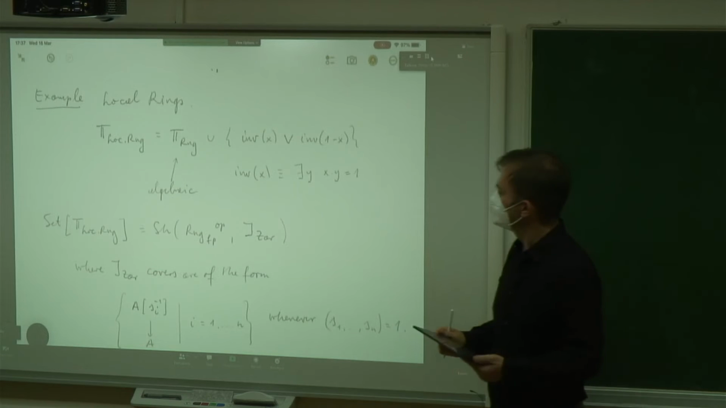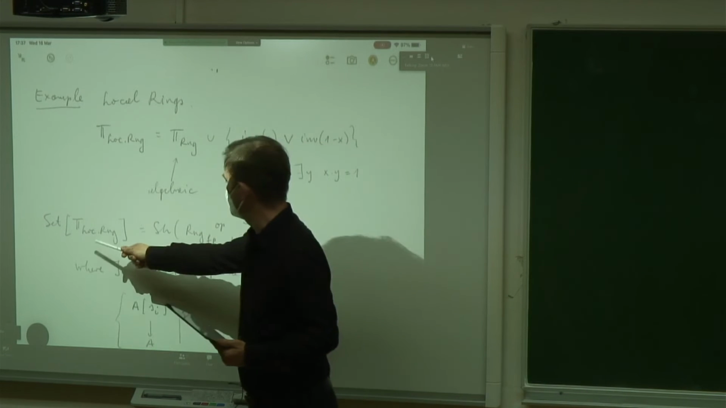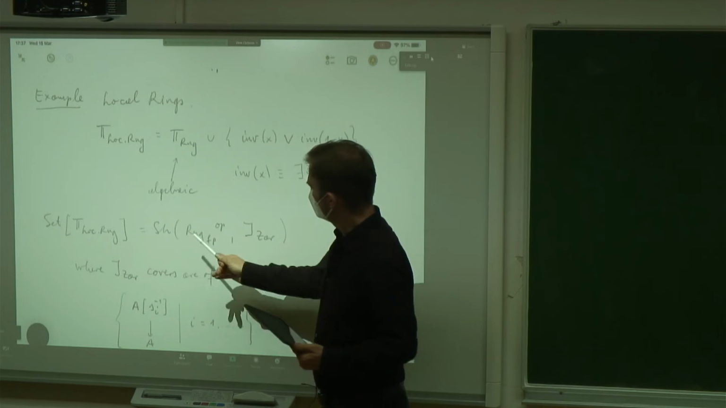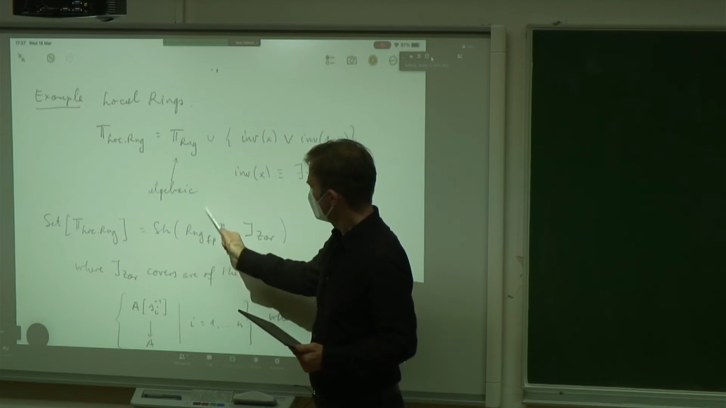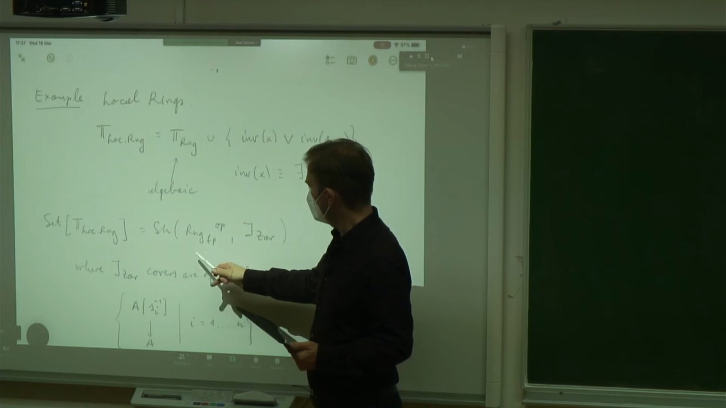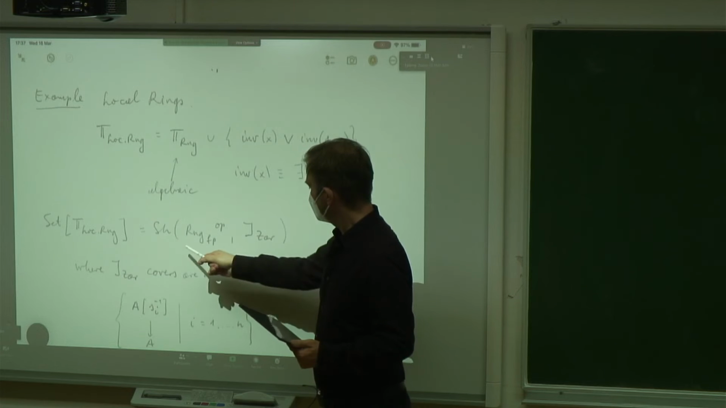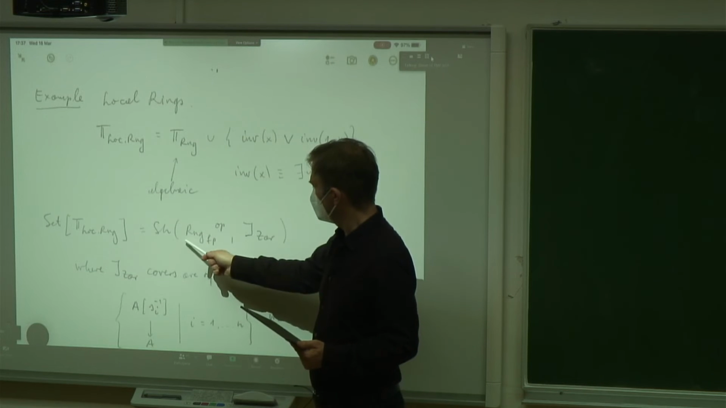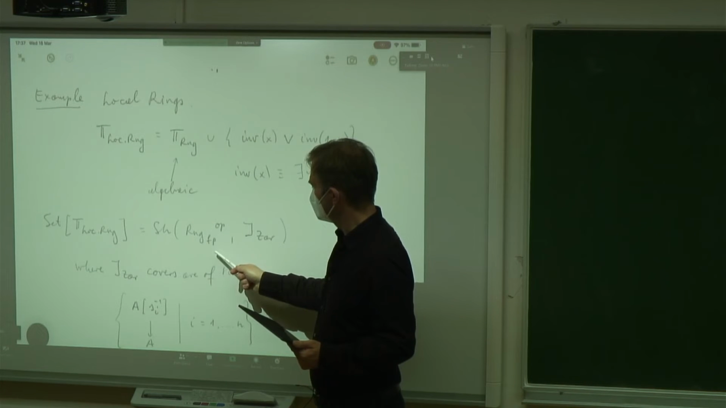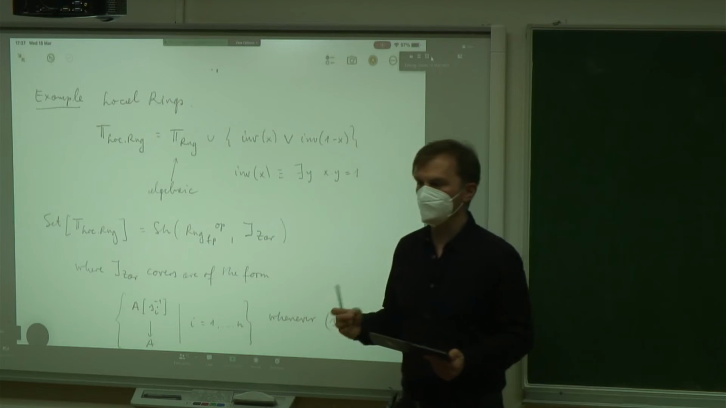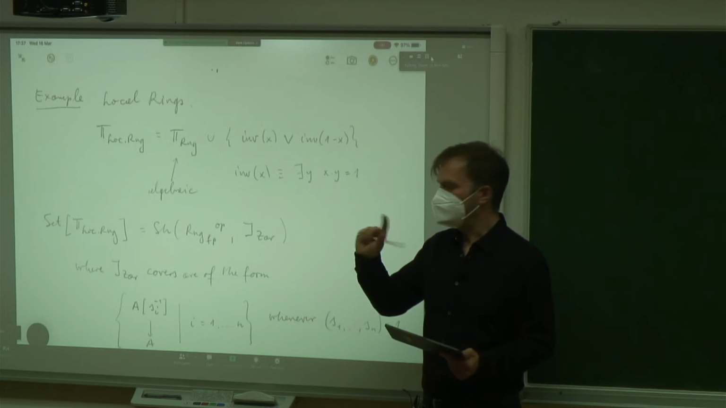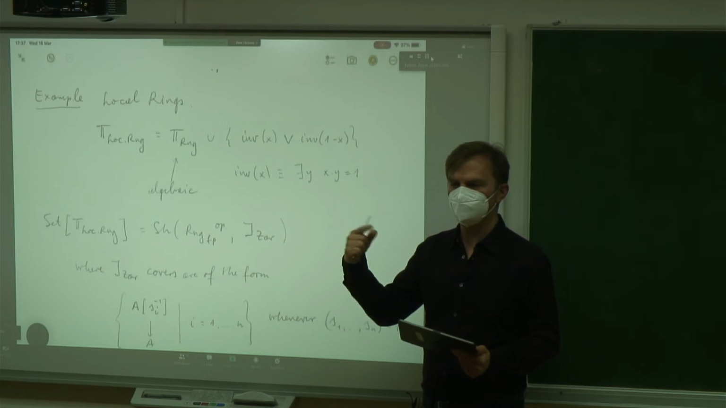And now, what do we get for the classifier of local rings? Using the previous fact, this is the category of sheaves on the site which consists of finitely presented rings, and then the opposite category, which you can sort of think of as finitely presented affine schemes.